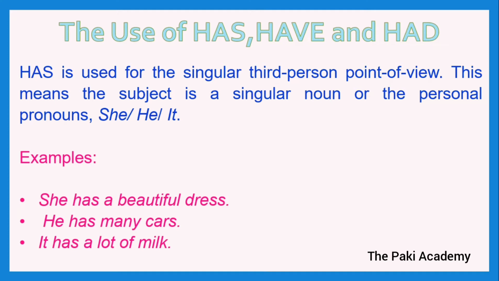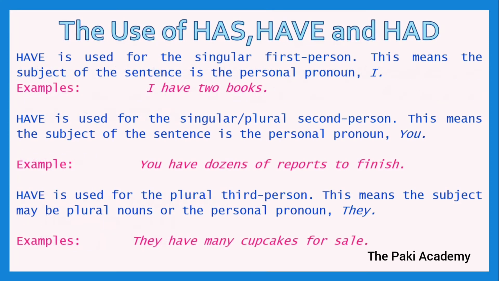Have is used for the singular first person. This means the subject of the sentence is the personal pronoun I. For example, I have 2 books.